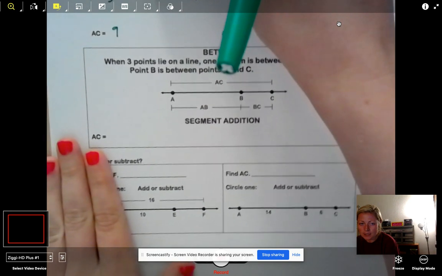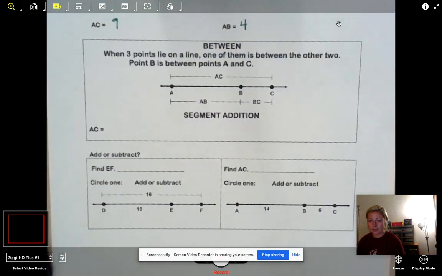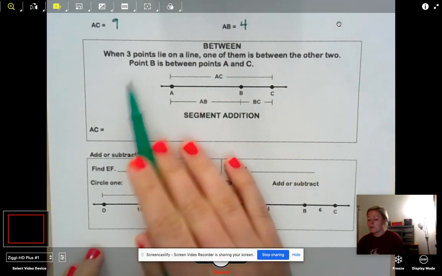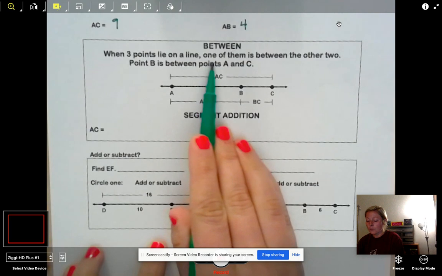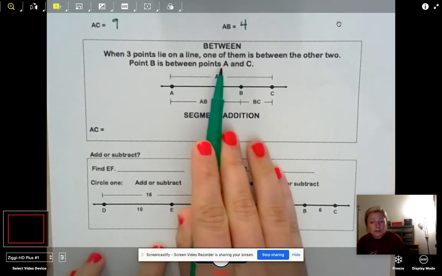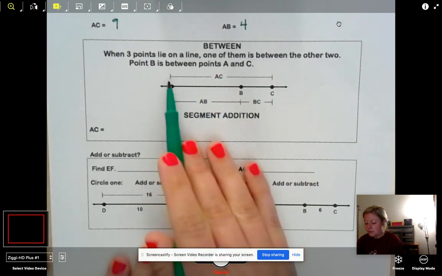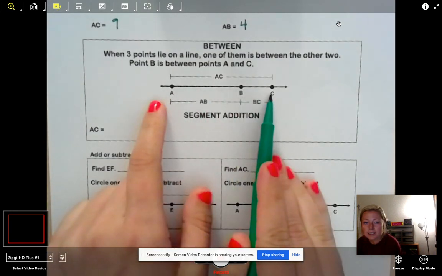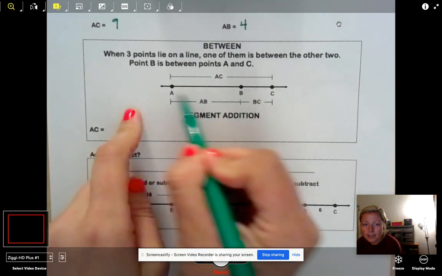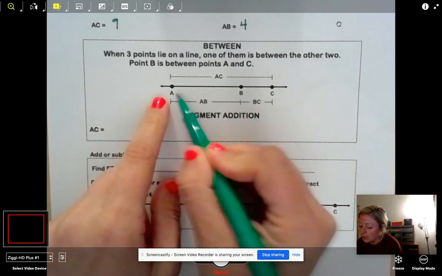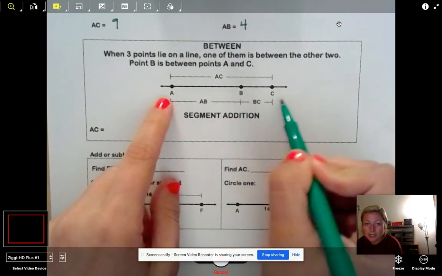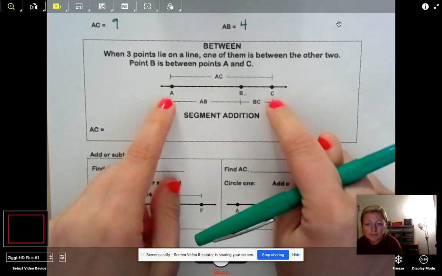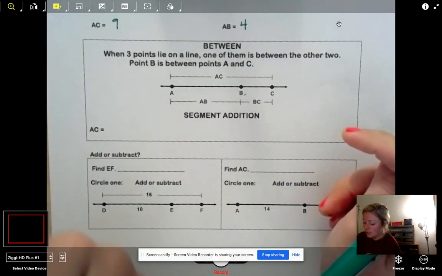Okay, I'm going to shimmy my notes up a bit. That should be perfect, somewhere right there. So when we have 3 points on a line, one of them is between the other 2. Well, duh. So in this situation here, do you guys see how A, B, and C are all on this line? So clearly one of these points is between the other 2. Do you see how B is between A and C? That's all this is saying.